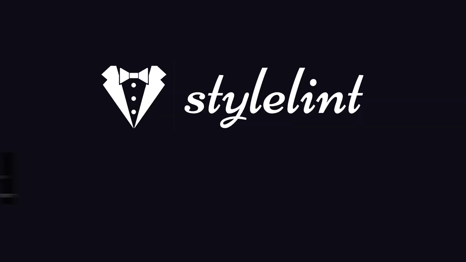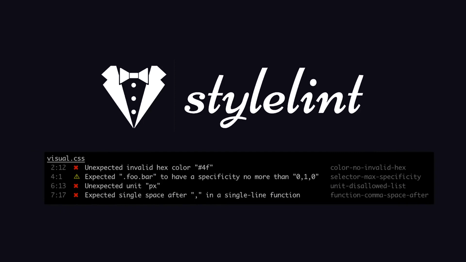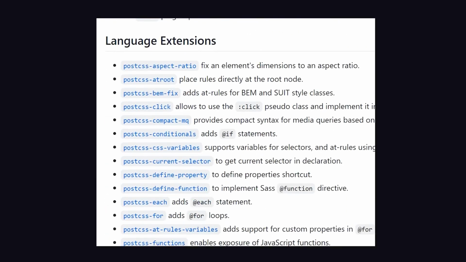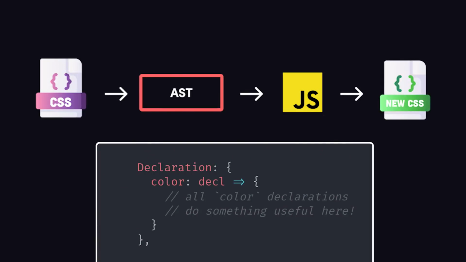Or you might drop in a tool like StyleLint to detect issues before they break your UI. And there are tons of other useful plugins in the ecosystem to try out. And if none of them meet your needs, you can always build your own. You might use the plugin API to find all the color declarations in the code, then write some JavaScript to transform them to a different format.